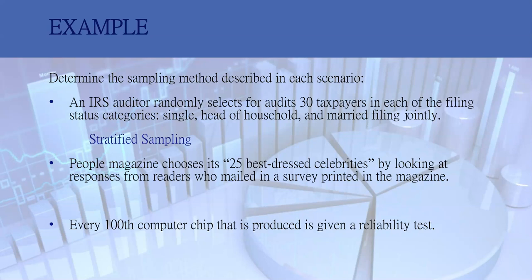People Magazine chooses its 25 best dressed celebrities by looking at responses from readers who mailed in a survey printed in the magazine. This would be convenience sampling because they're just publishing something that people brought back to them. Chances are, if they're looking at who they think is best dressed by people who read this magazine, it's going to be biased towards a certain socioeconomic status group who are able to buy that type of magazine or are interested in celebrities.